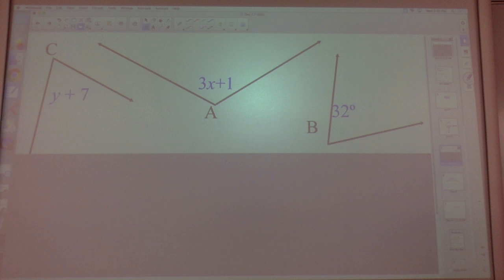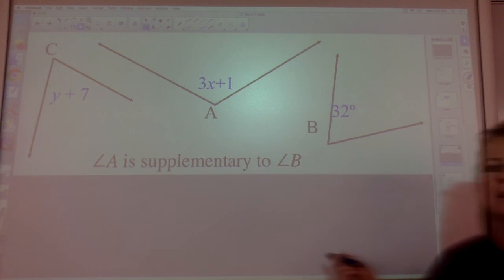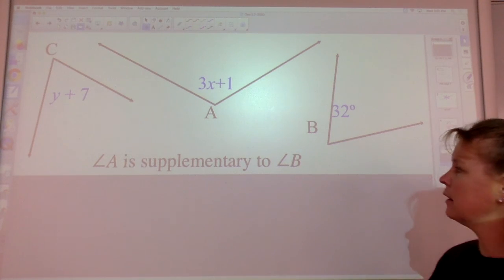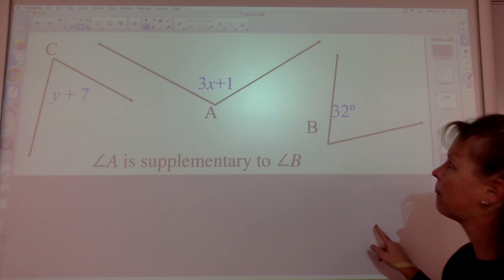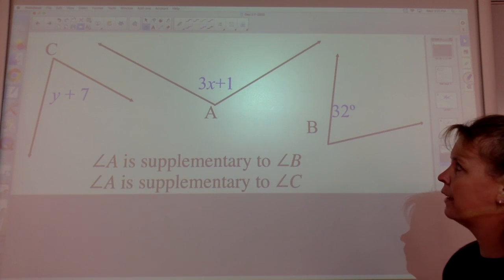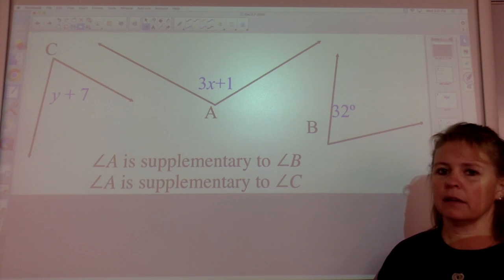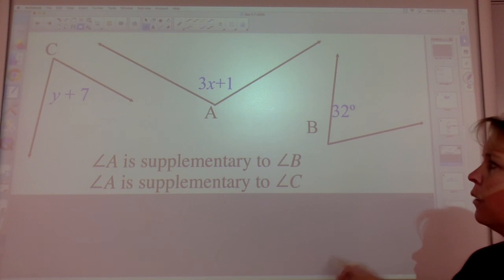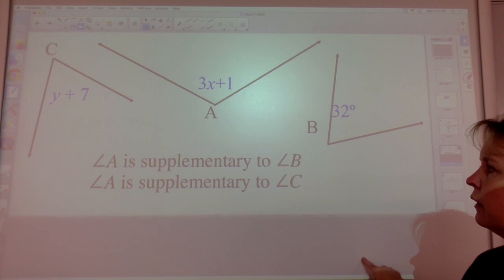Last one, go ahead and draw angle C, angle A, and angle B, unless you have it on a handout. Given information, angle A is supplementary to angle B. And we could have just as easily done these same problems with complementary. I just stuck to supplementary on all of them. Angle A is supplementary to angle B. Okay, so we should be able to find x. Angle A is also supplementary to angle C. So we should be able to find y after we find x.